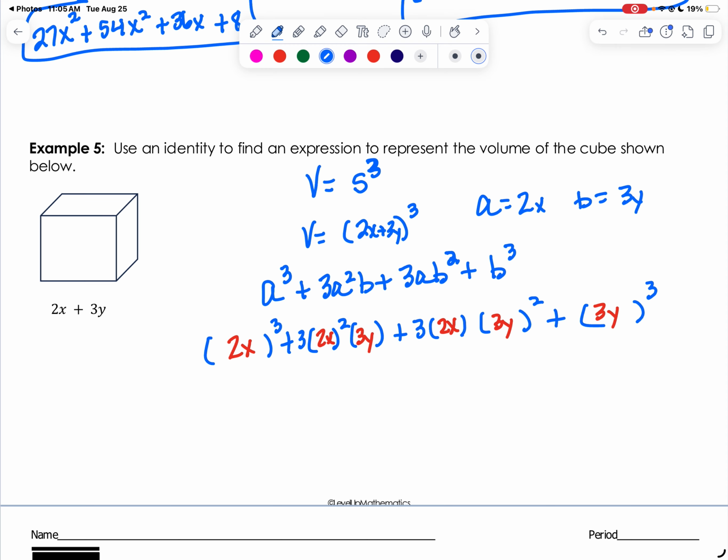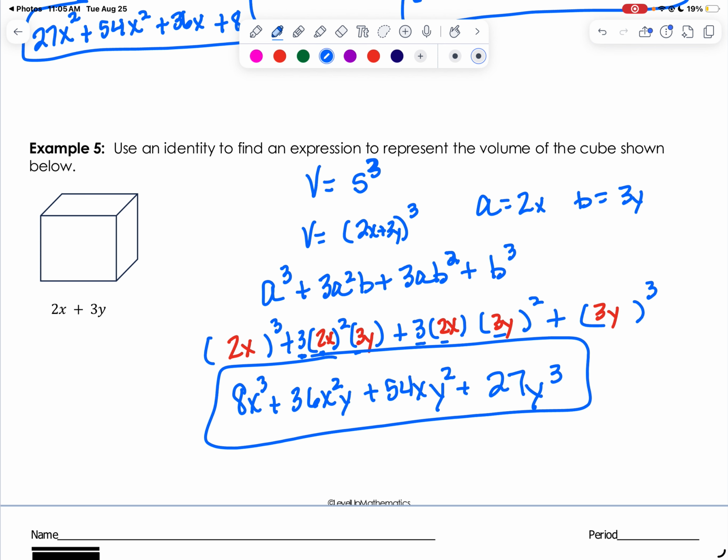2x quantity to the third power would be 8x cubed. Our next term, we're multiplying 3 times 2 squared times 3. So this would be 3 times 4, which is 12. 12 times 3, which is 36. So this would be 36x squared y. All right, in our third term, we have 3 times 2 times 3 squared. So 6 times 9 would be 54xy squared. And then 3y raised to the third power would be 27y cubed. And that concludes today's lesson, multiplying polynomials.